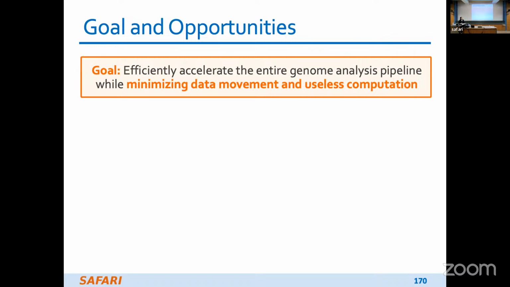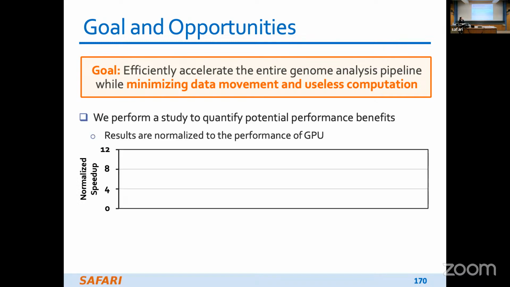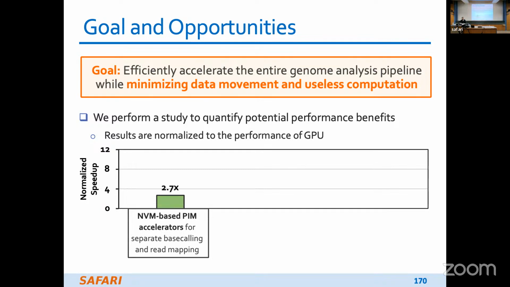So the goal in this paper is to efficiently accelerate the entire genome analysis pipeline while minimizing the data movement between analysis steps and also reducing the useless computation on useless data. We performed a study to quantify the potential performance benefits, and the results are normalized to the performance of a GPU. First, we assume that we have NVM-based PIM accelerators for separate base calling and read mapping, where we assume that there is no data movement and a lot of on-chip memory space to store the intermediate data, which can achieve a 2.7 times speedup.